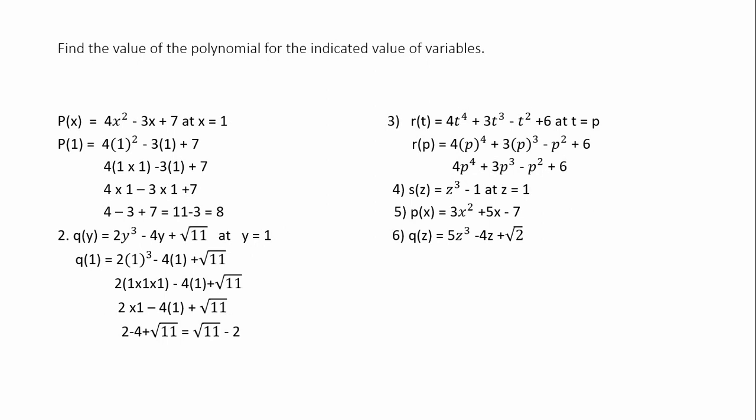It is also not a mistake. But still, while giving an answer, we don't generally start the answer with a negative number. So you can regroup them by writing it as root 11 plus 2. Sorry, root 11 minus 2.